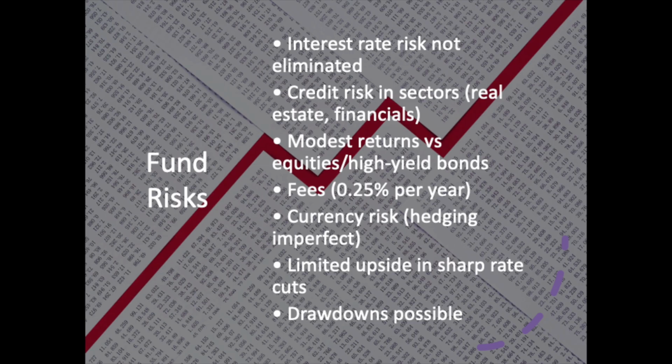Okay. Sixth, in a scenario where rates fall sharply, the gain might be limited. Yes, the price will likely rise, but probably not as much as longer duration bonds would. So if you're making a big bet on rates plummeting, this isn't designed for maximum upside there. That's not built for that specific bet.